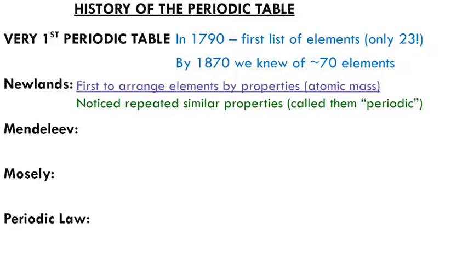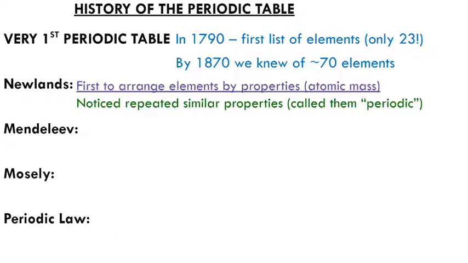starting to occur. Like every 10th element in the list had this property, or every 15th or 16th element had this other property. A pattern started to emerge, and so he called these periodic properties, and that's where the name periodic table comes from: this table organized using the atomic mass primarily, and then these periodic properties that started popping up.